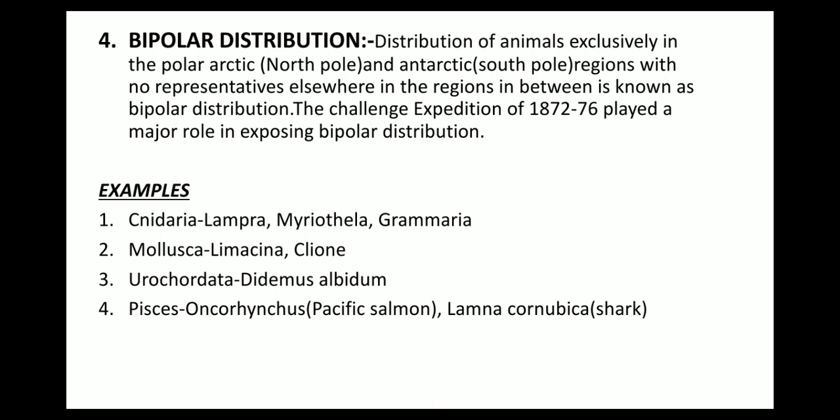Examples: Cnidaria, Mollusca, Urochordata, Pisces. Bipolar animals are now considered to be relics of previously cosmopolitan fauna. Another view is that these animals migrated to the polar regions from the intermediate zones and underwent adaptive variations, thus getting adapted to the highly varied and extreme climatic conditions.